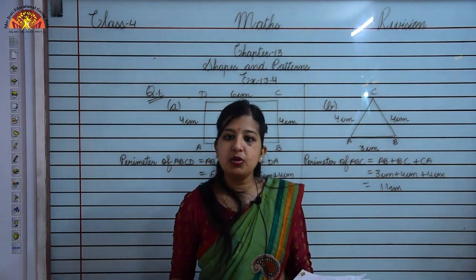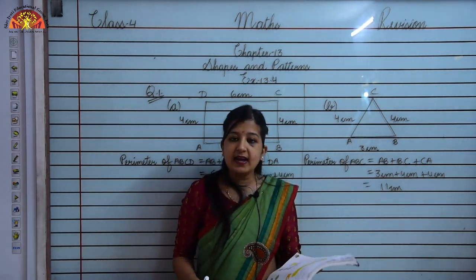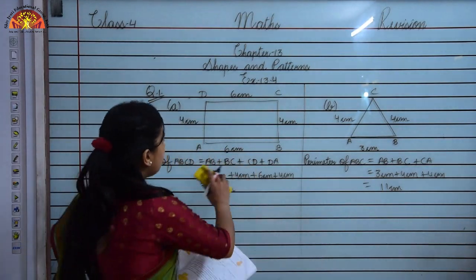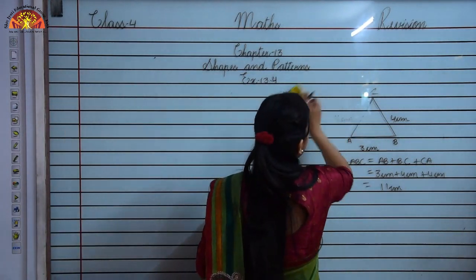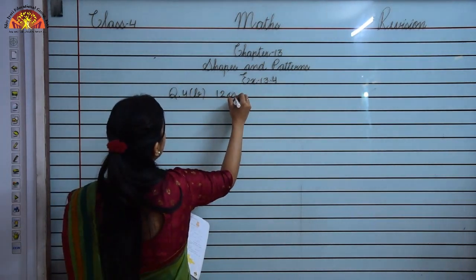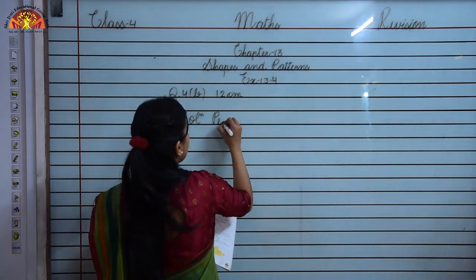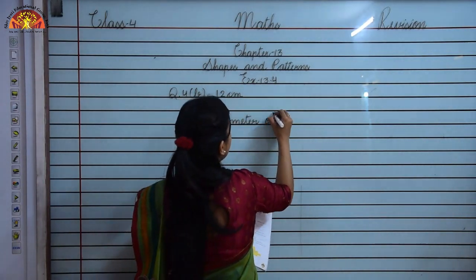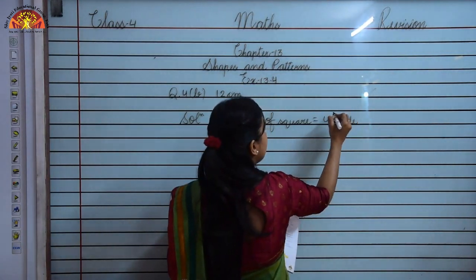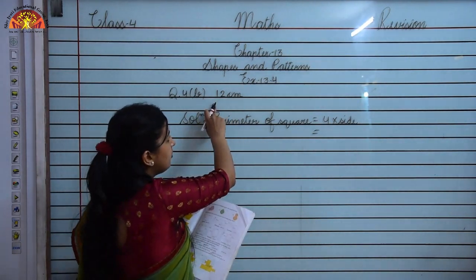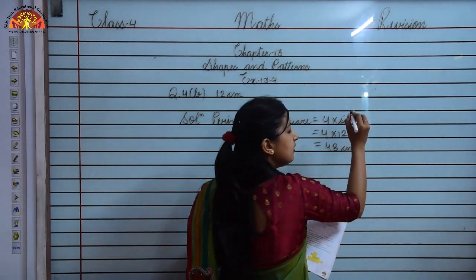Fine. Now we come to question number 4, in which what we have to do? We have to find the perimeter of a square whose side is given. Fine. So B part of question number 4 is 12 centimeter. As you know students, what is the formula for finding the perimeter of a square? So perimeter of square equals 4 multiplied by side. Now here we are having side 12 centimeter, so we will multiply 4 by 12 centimeter. So the answer will be 48 centimeter.